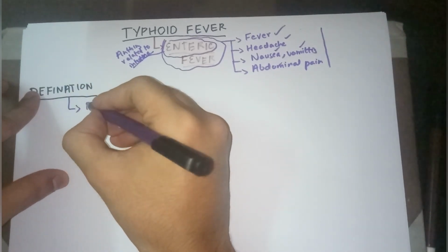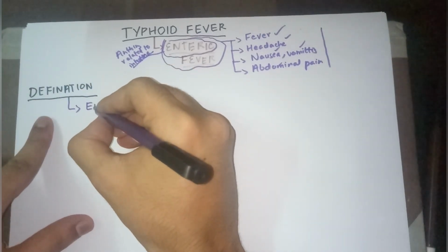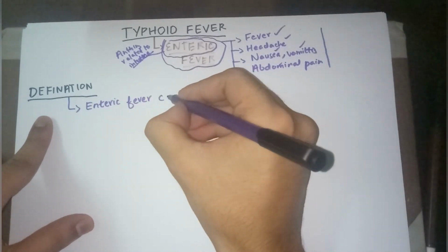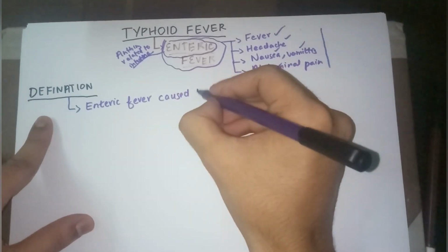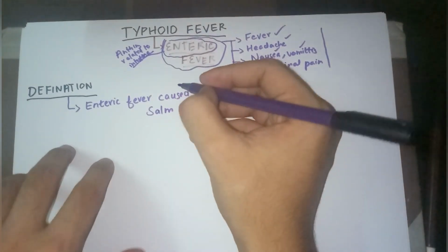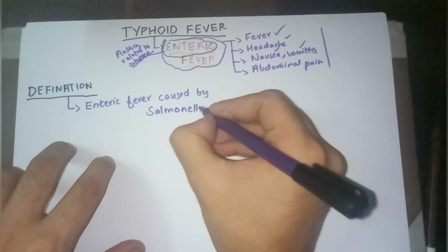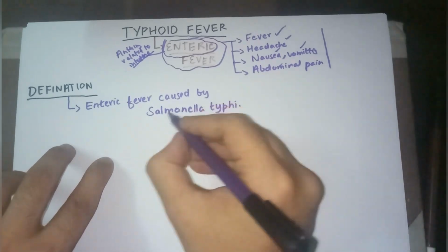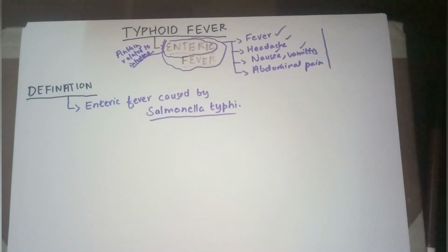The correct definition of typhoid is enteric fever caused by Salmonella typhi. Salmonella typhi is a bacteria and it causes typhoid fever. So any enteric fever which is caused by Salmonella typhi is known as typhoid. So the definition of typhoid is enteric fever caused by Salmonella typhi, okay?